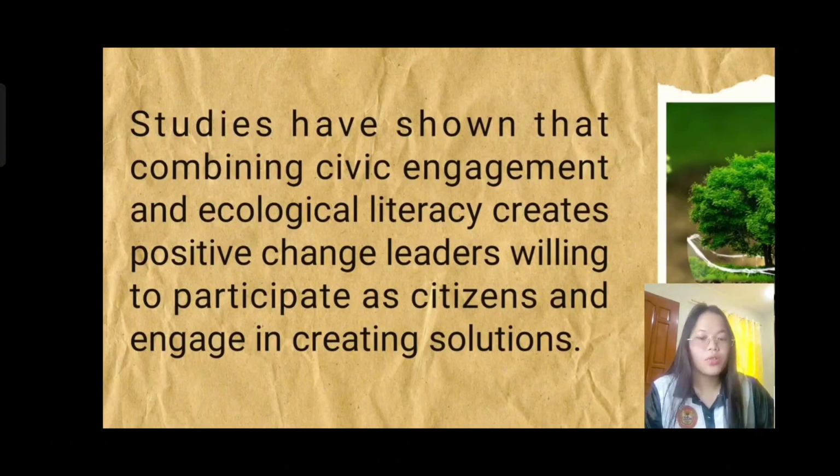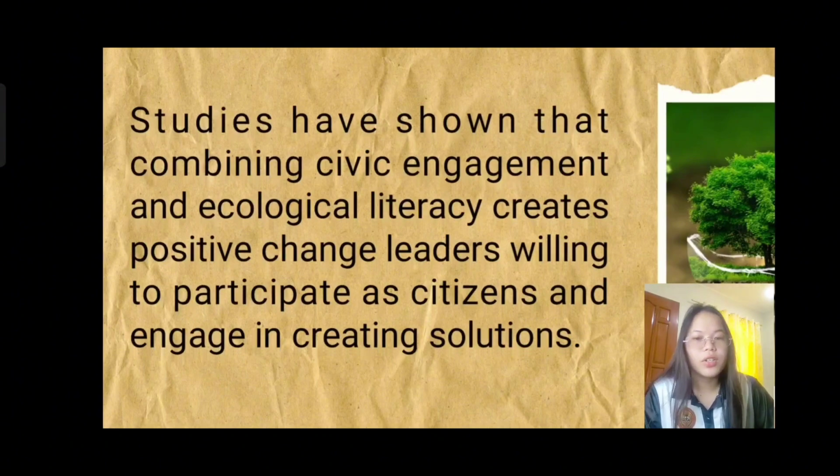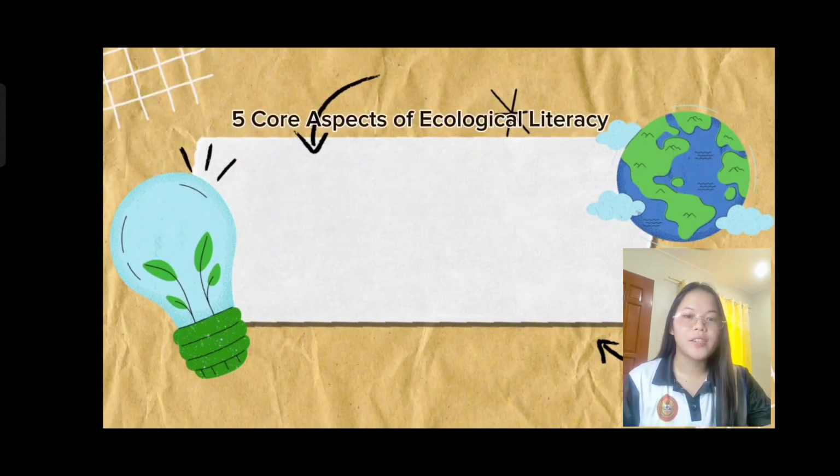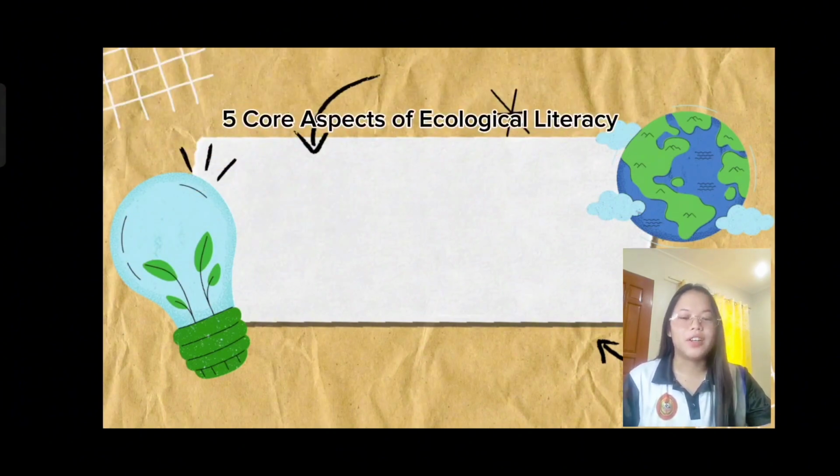Research shows that when people combine caring for the environment with being active citizens or engaging in community activities, they become positive leaders who work together to find solutions and make positive changes in society. So that is the collaboration, community building, and citizenship in ecological literacy. Those are the 5 core aspects of ecological literacy.